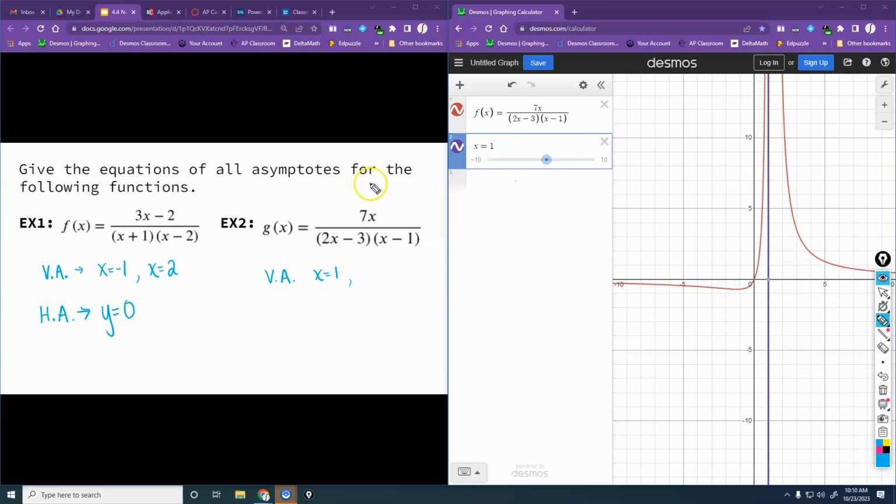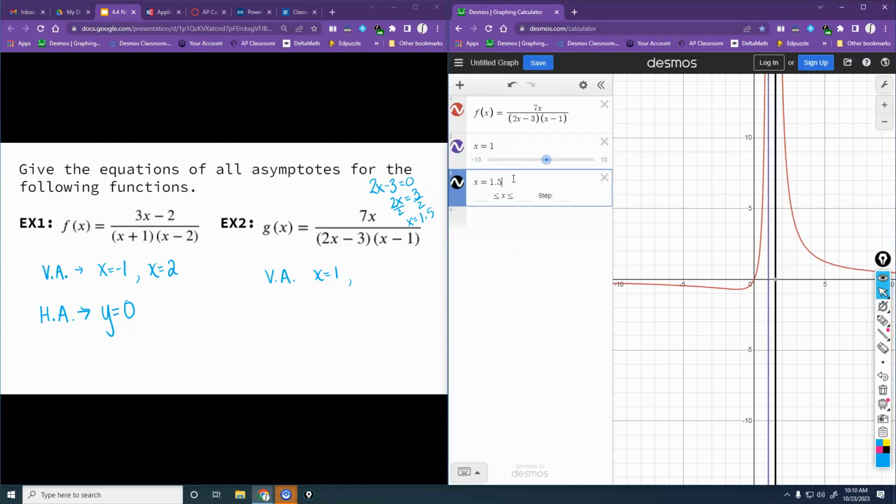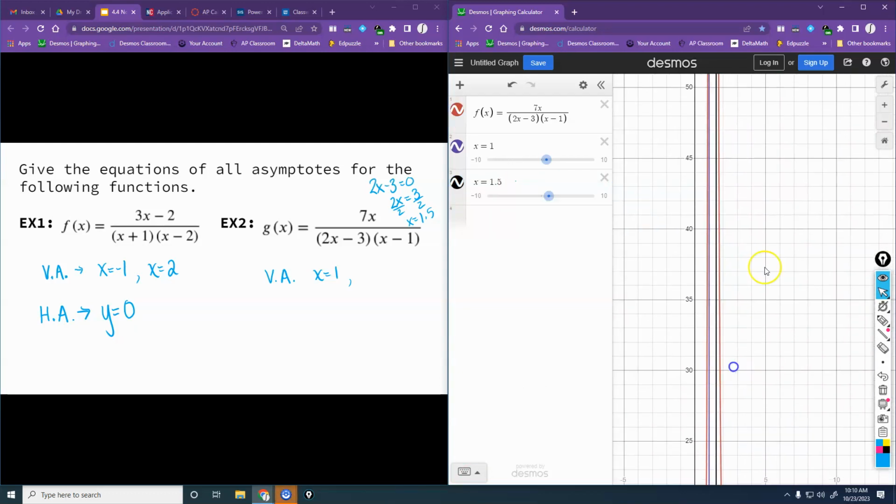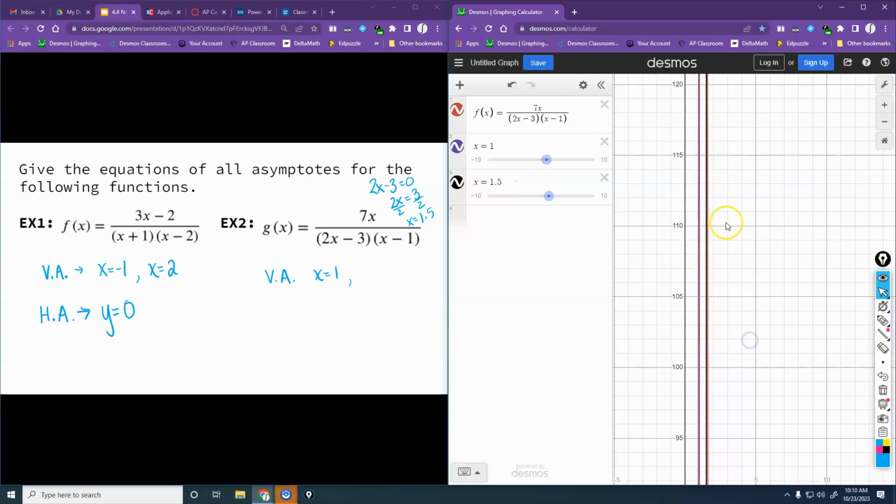If I do 2x minus 3 equals 0 and solve that, I'd move the 3 over, and it would be 2x equals 3, and I could divide by 2. So x would equal 3/2 or 1.5, whichever one you want to use there. Let's type that in over here and see what that looks like. X equals 1.5. And if I zoom in up here, that looks like it is also a vertical asymptote, right? So my other vertical asymptote would be at x equals 1.5 or at 3/2.